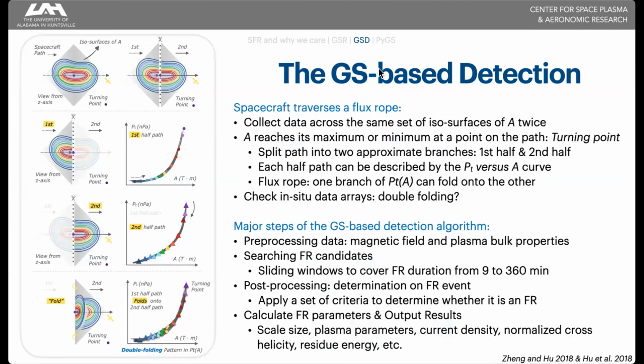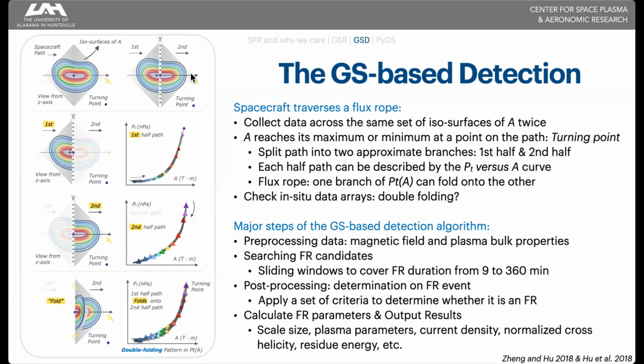The second product is the GS-based detection, which relies on the idea of the GS reconstruction. The left schematic shows the core signature of the detection algorithm. These are 2D cross-sections. The view is from the axis. These colorful contours represent isosurfaces of A. Imagine a situation that a spacecraft traverses a flux rope. It will start from this dark blue curve to the purple turning point, then from this point to the blue curve again. In other words, it will collect data across the same set of isosurfaces of A twice.